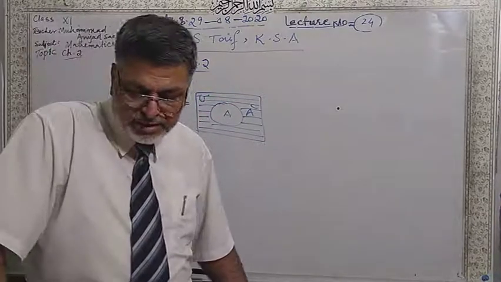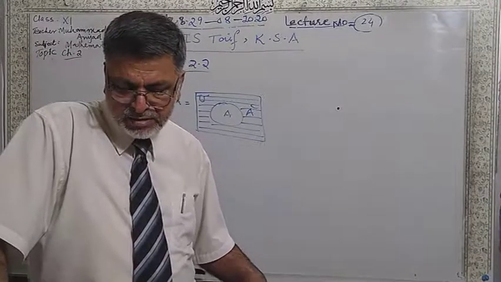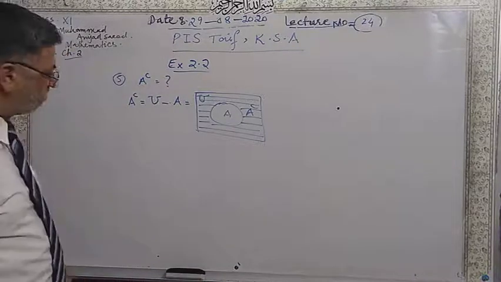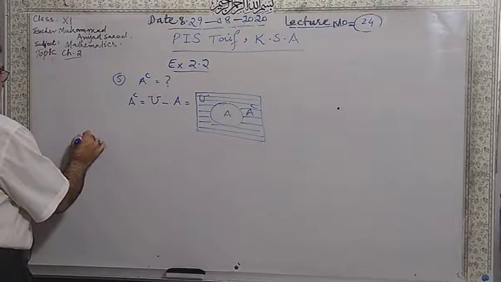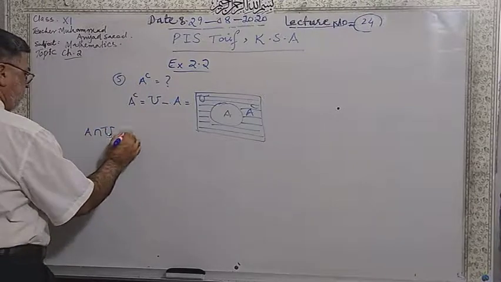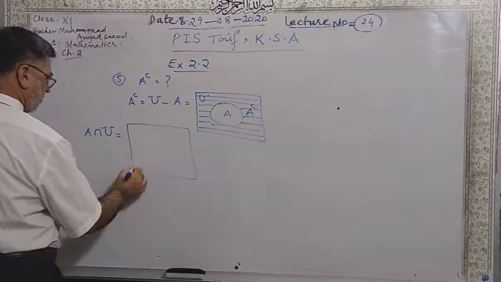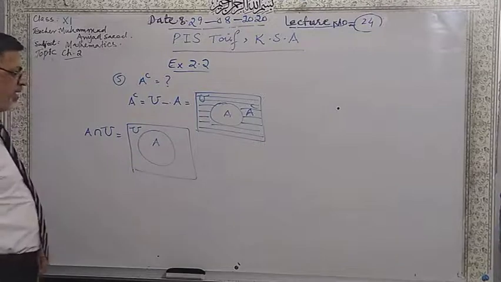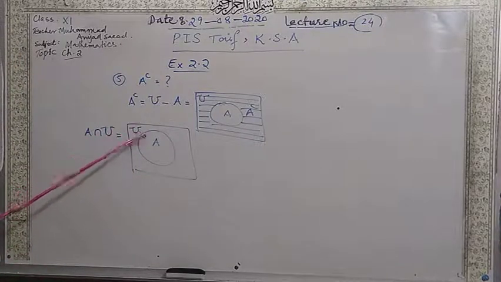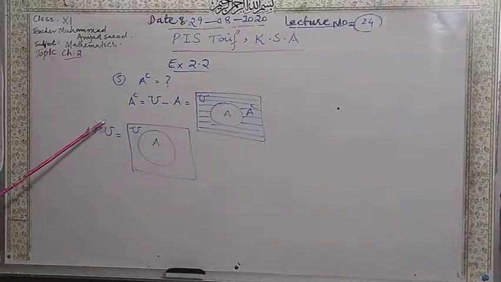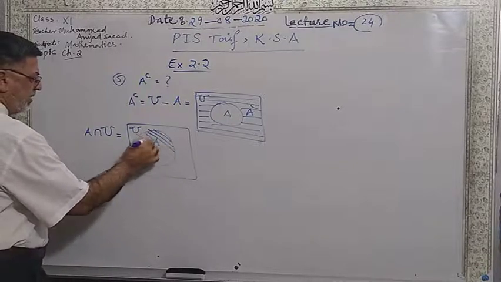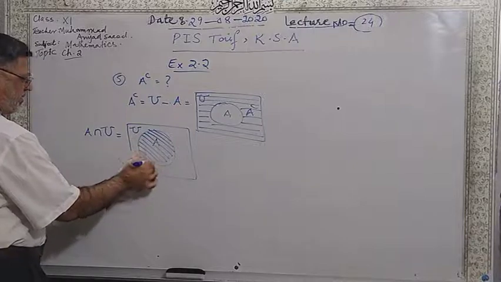Similarly, A intersection universal, and A union universal. A intersection universal: intersection means common in both. What is common in universal and A? Definitely A is common in universal and A. This is your answer.